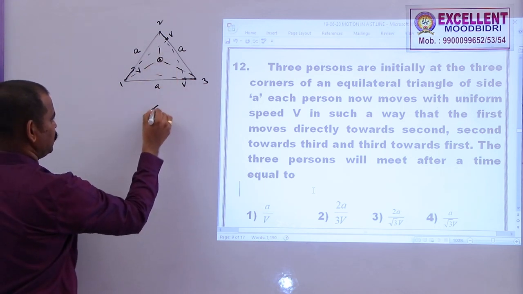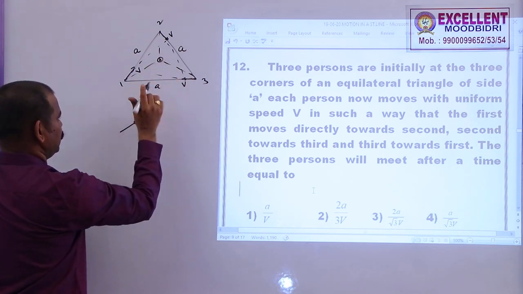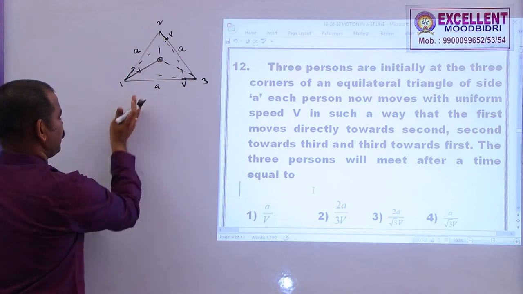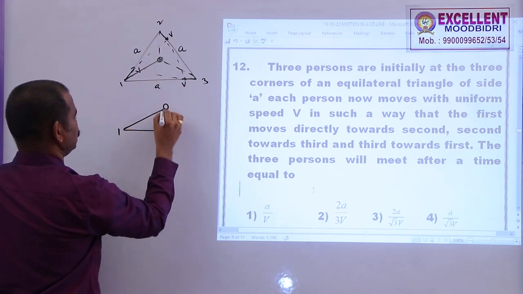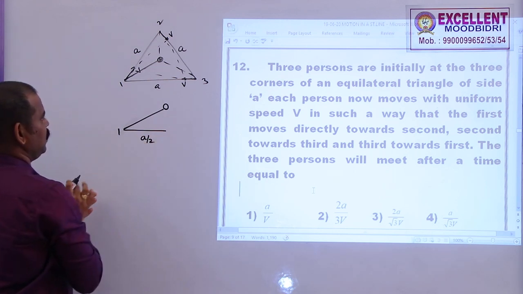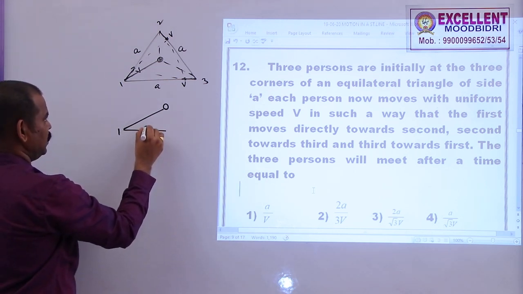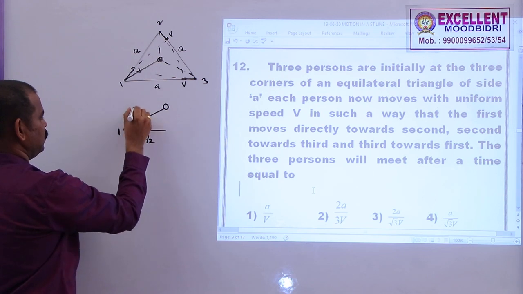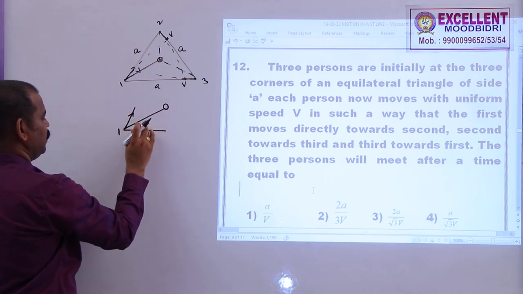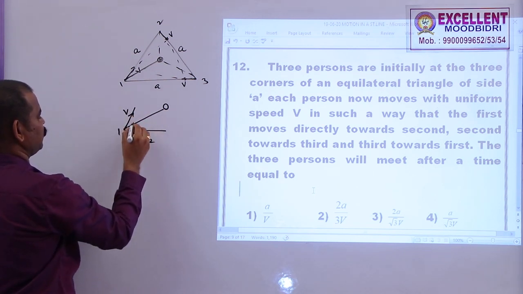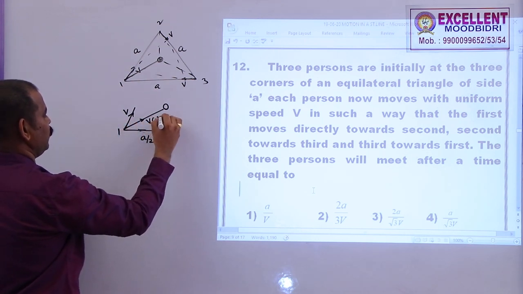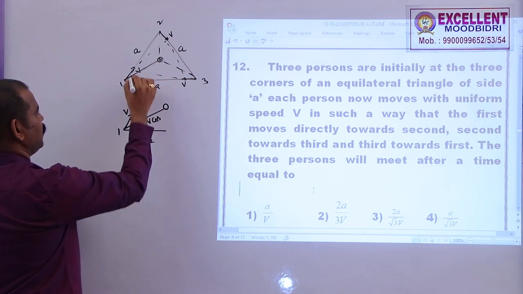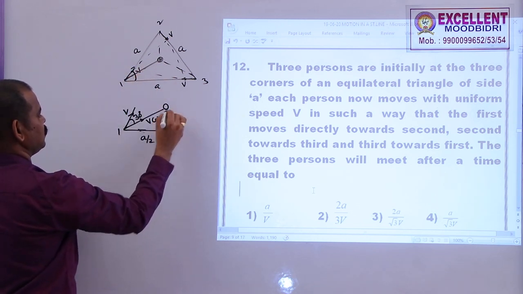So now let me draw the same diagram here, but with only this one. So this is the centroid, this is the first person. So this will be half of it, a by 2. The velocity was given in this direction, this is not the velocity. The velocity of the first person is in this direction, and here the angle is 30. So what is the velocity along this direction? V cos 30. Because the total angle is 60, this is V cos 30.